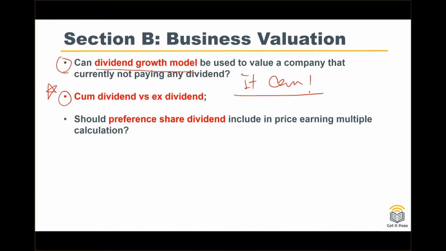Last, in section B, business valuation is about a preference share dividend. Okay. The question is asking you to calculate the price earning multiple or price earning ratio, and whether the preference share dividend should be deducted or not. Okay. Preference share dividend to a company is quite similar, not exactly the same, it's quite similar to an interest. So it should be deducted before getting the price earning multiple. Otherwise, you cannot get the correct answer.